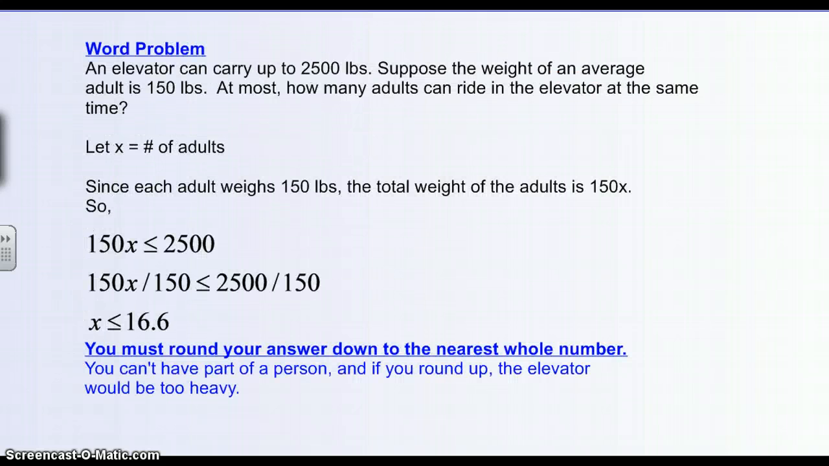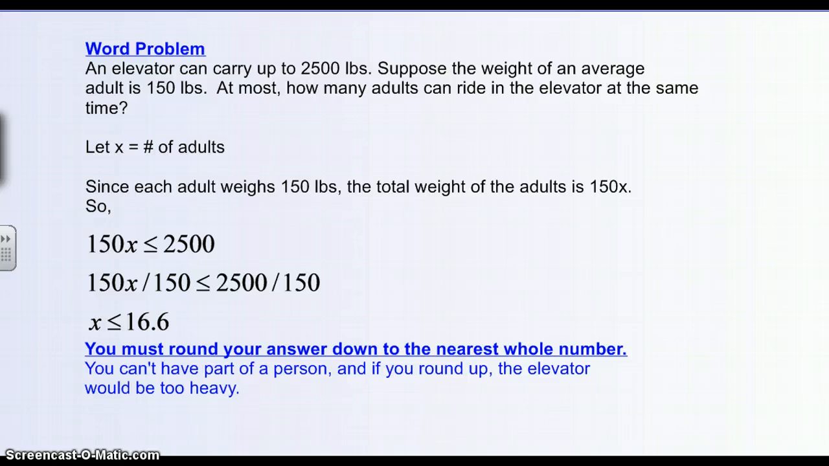Let's take a look at a word problem. An elevator can carry up to 2,500 pounds. Suppose the weight of an average adult is 150 pounds. At most, how many adults can ride in the elevator at the same time?